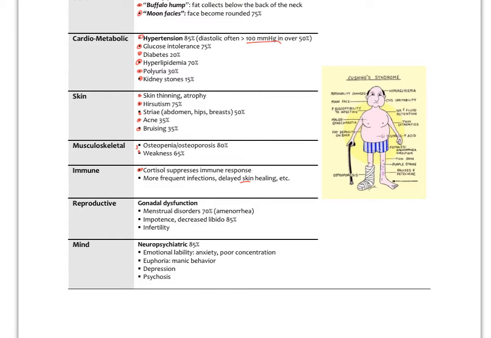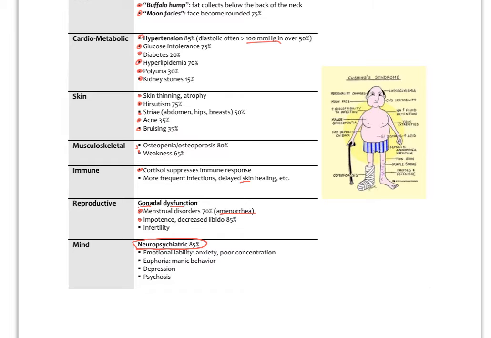High cortisol is going to suppress the gonadal function, so there'll be lots of menstrual disorders like amenorrhea, impotence and decreased libido, and infertility. But most notably would be the neuropsychiatric manifestations, and that's going to be a lot of emotional lability, anxiety, poor concentration, euphoria, manic behavior, depression, and psychosis.